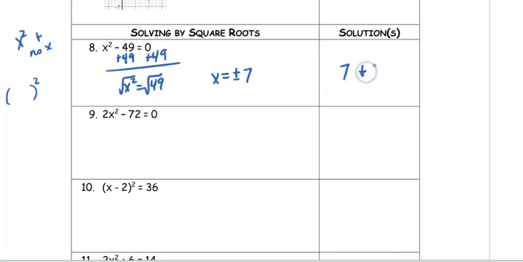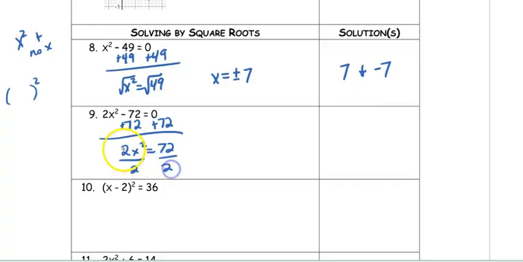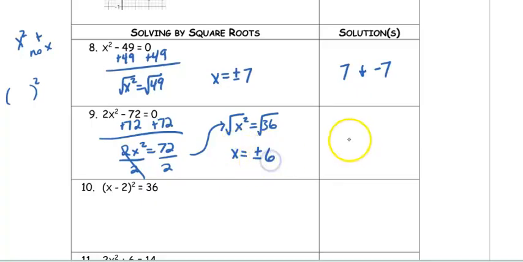And you can write it like plus minus 7, or you can write out 7 and negative 7. So on number 9, let's get x squared by itself. We're going to add the 72 first. So we have 2x squared equals 72. And now we're going to divide by 2. And so now I have x squared equals 36. Now that x squared is by itself, square root both sides. And when you square root both sides, that's when you get a plus minus. The square root of 36 is 6.